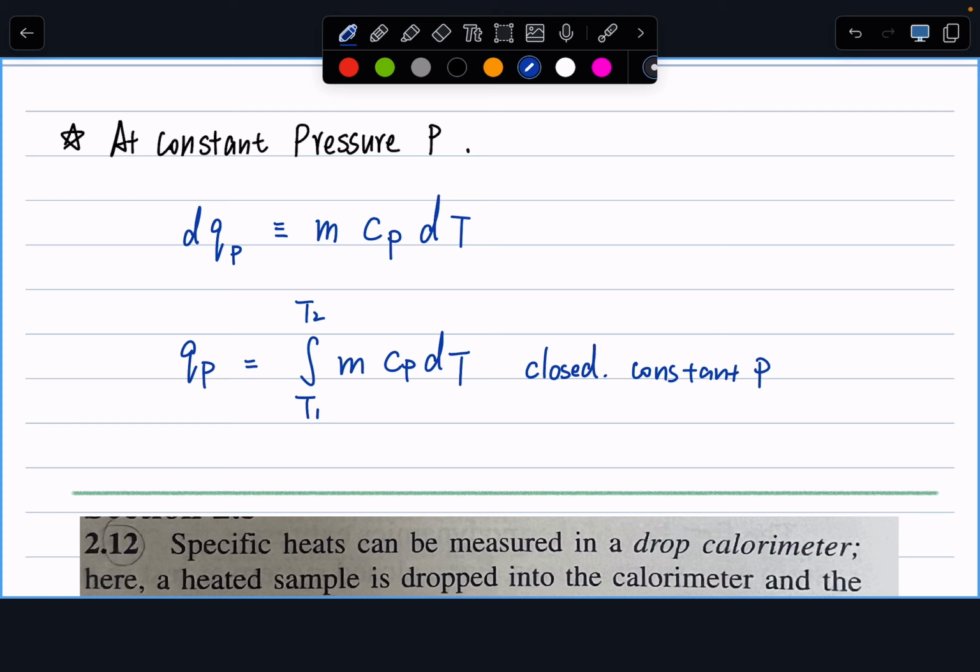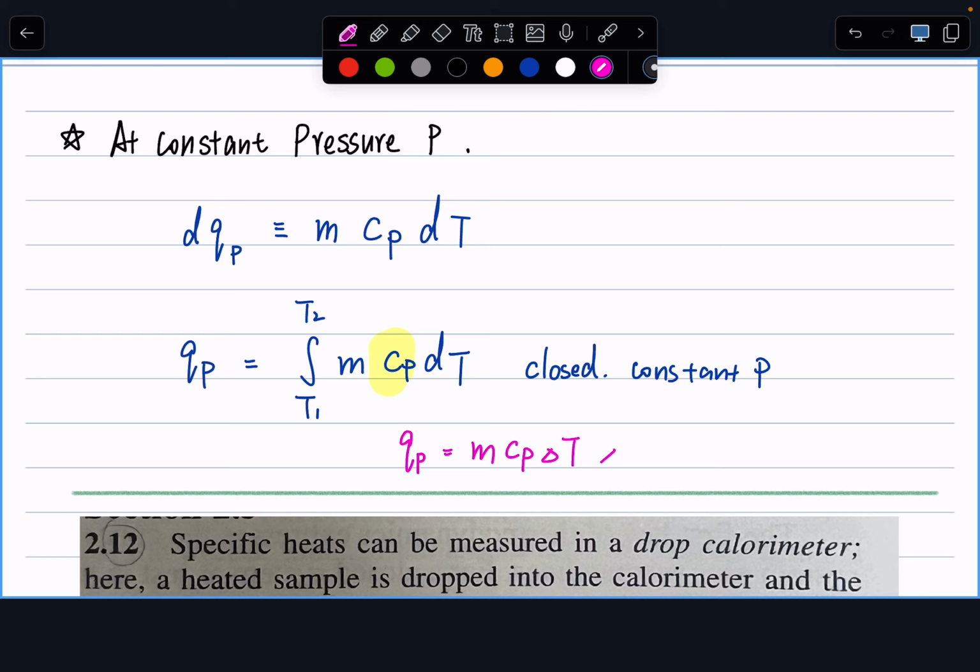Now, one of the things to keep in mind is that our Cp might be a function of temperature, so you cannot directly assume to take it out. For example, in a true and false problem, let's say we have Qp equals mCp delta T. Is this statement true or not at constant pressure and closed system?